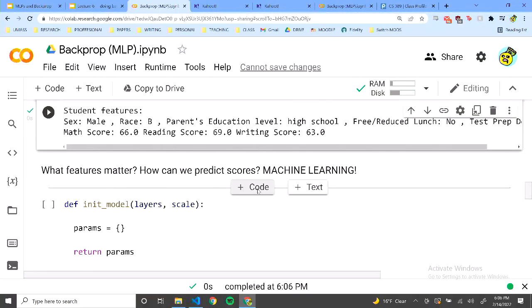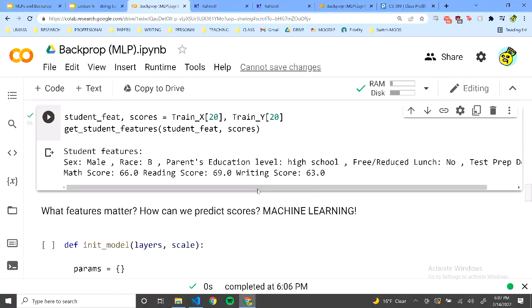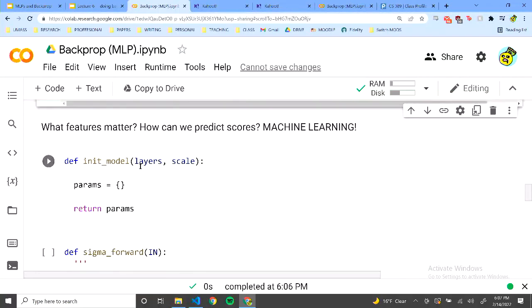All right, so let's ask ourselves the question of which features will tell us whether the student is going to do well or not. So what matters? Does test prep matter? Does their race matter? Does their parents' education level matter? So what of these things are actually seen in the data? So first, we need to initialize our model. So let's start with a very simple model. Let's say that our very simple model is going to be a one-layer perceptron. All right, so we're going to start with one layer, and then we're going to generalize as we go.